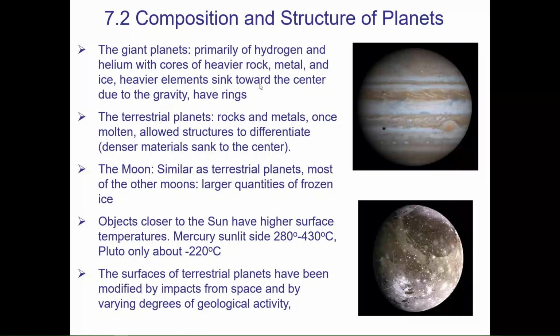And we believe that at the early stage of formation of the terrestrial planets, due to the bombardment and collision of a lot of debris and planetesimals, those terrestrial planets were once molten. That means they had very high temperature. All the rocks used to be lava. So at that time, it allowed what we call the structure to differentiate.